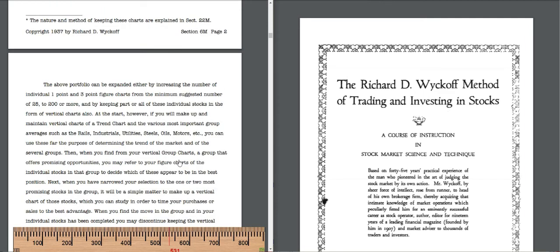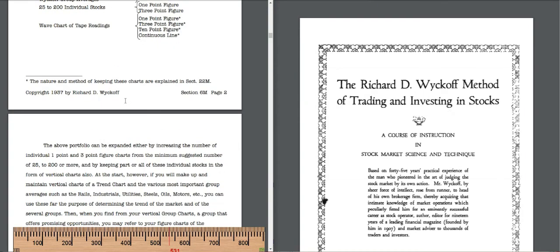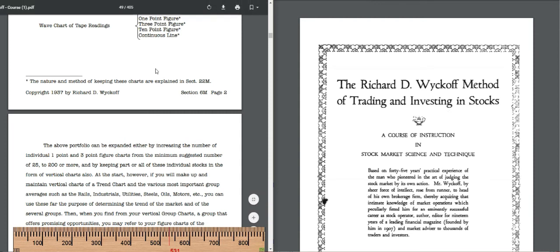Nah, you don't need a continuous line. A continuous line chart all it does is just draw a line on the closes. That's all it does. So it's pretty obvious. It's just drawing close to close to close. It's like a wave.